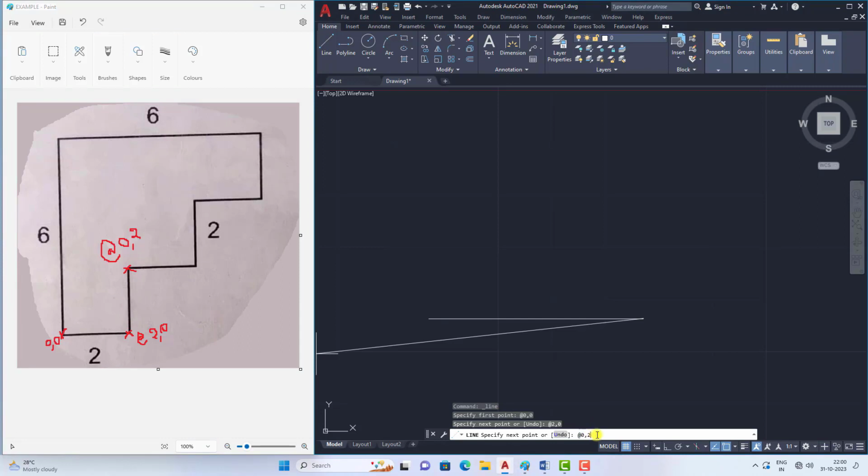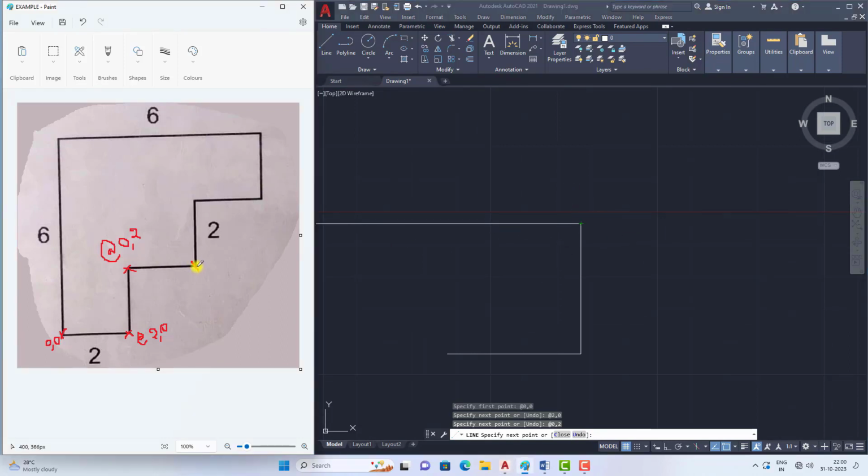See, the point is going up, and from here we need to calculate this point. So what is the quadrant point of this?